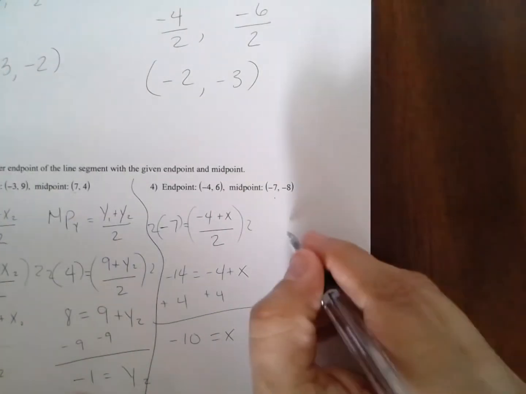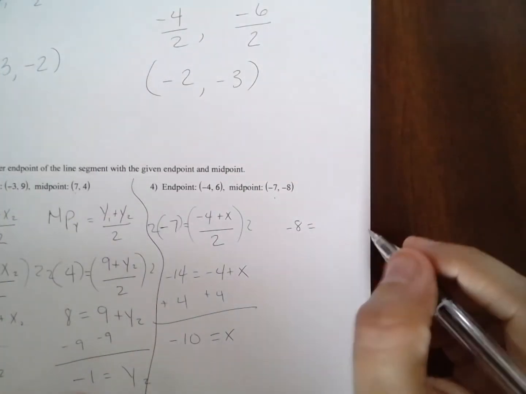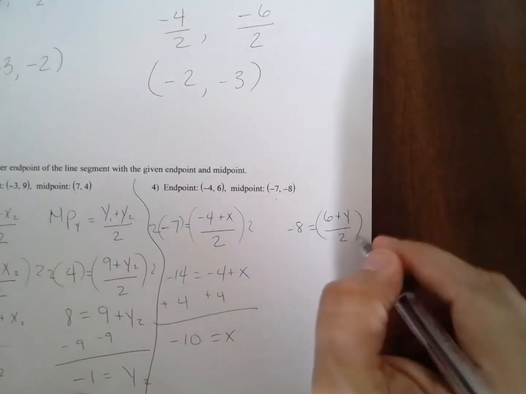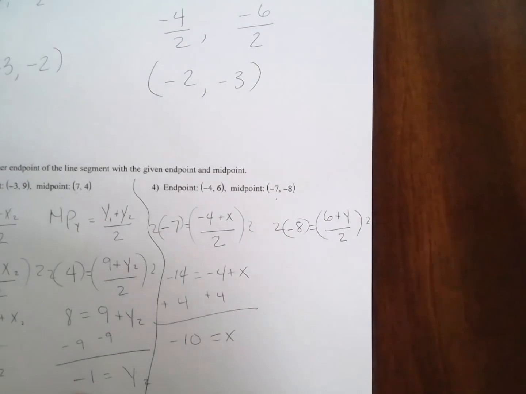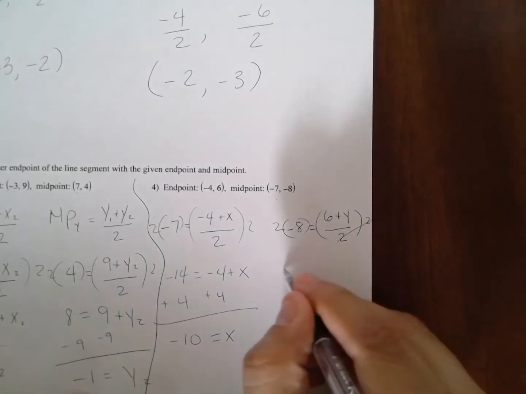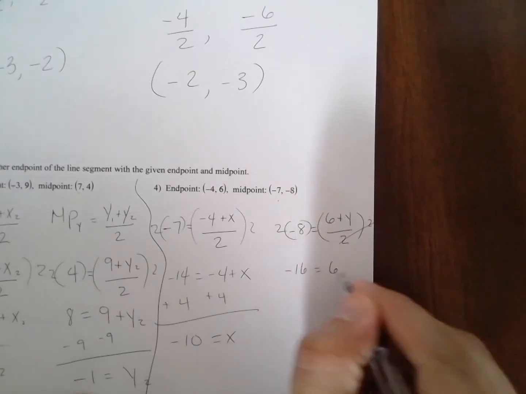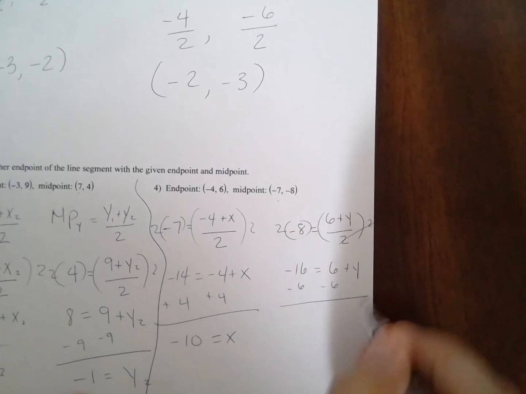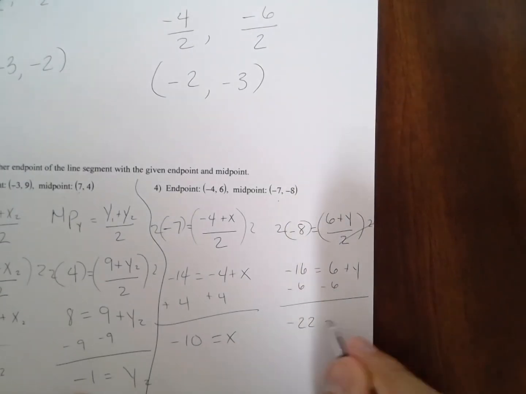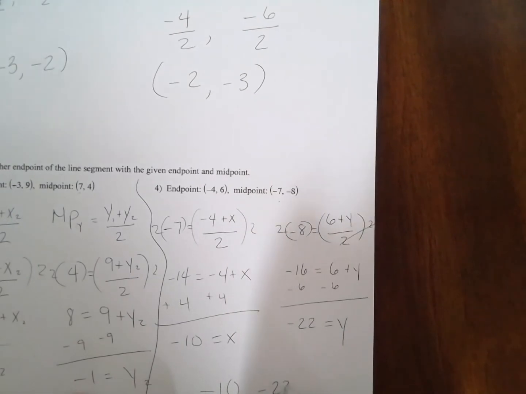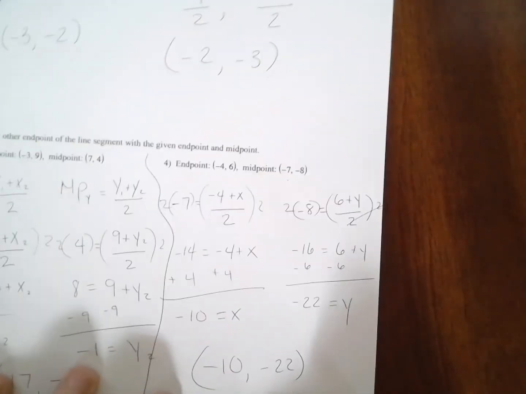Follow the same thing for y. Negative 8 equals 6 plus y over 2. Multiply both sides by 2 to get rid of this denominator, because these cancel out. Negative 16 equals 6 plus y. Subtract 6 from both sides, and I get negative 22 equals y. So my coordinates here are negative 10, negative 22, and these are the coordinates for the endpoint.